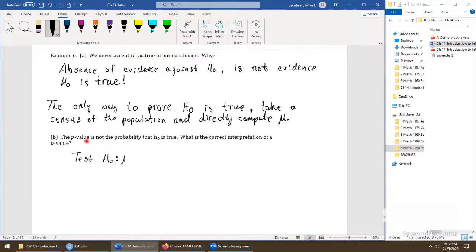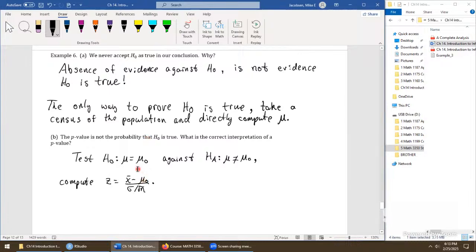H naught, mu equals mu naught, against, it can be any alternative, but so we don't write down three equivalent statements, I'll just write down the default test. HA, mu not equal to mu naught. So when we go to test this out, we compute Z, which is going to be X bar minus mu divided by sigma over the root n.